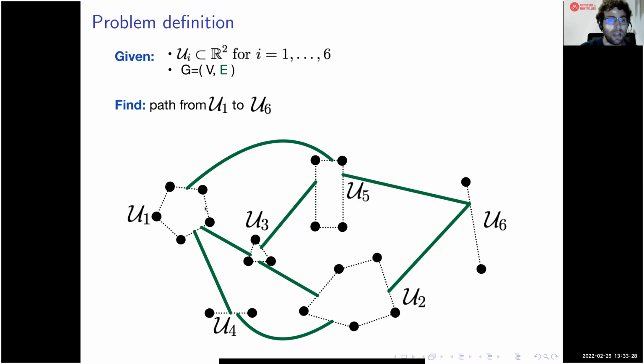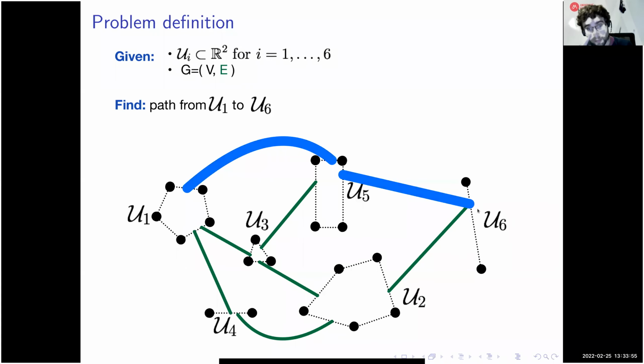And in this graph we look for a feasible solution to a combinatorial problem that we will define soon. So for instance, we would like to find a path from U1 to U6 in the green graph. One such path could be, for instance, this path. We take the edge that goes from U1 to U5, and then we take the edge that goes from U5 to U6. We have only two edges. But then since we want to do optimization, we have to introduce the weight of the edges, the cost of the problem.